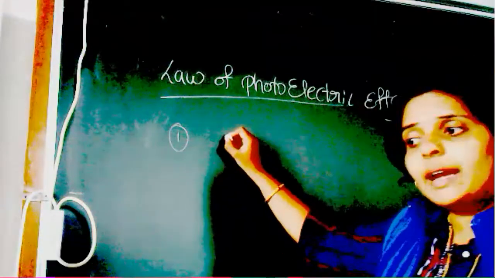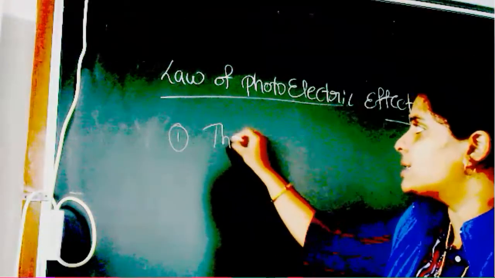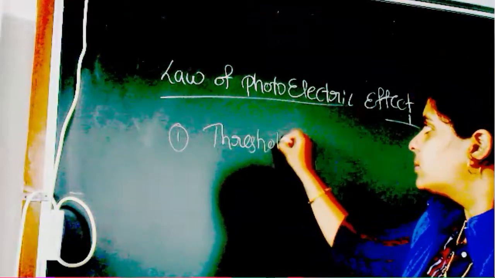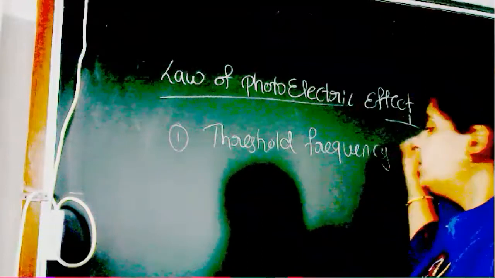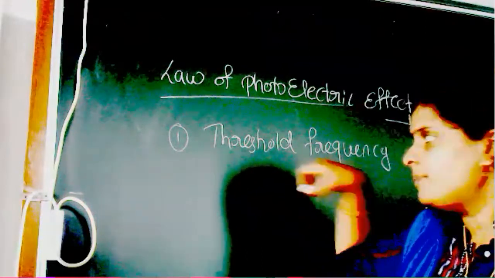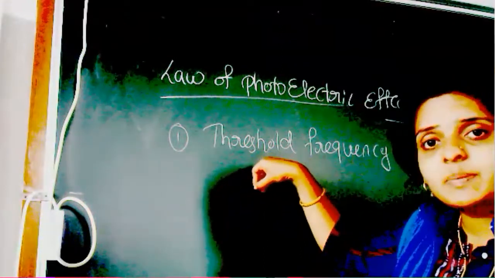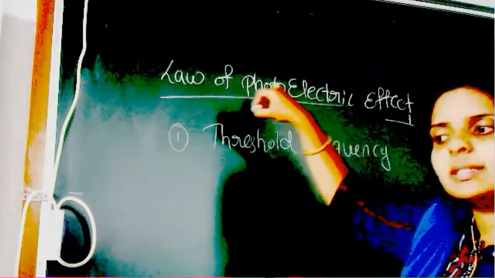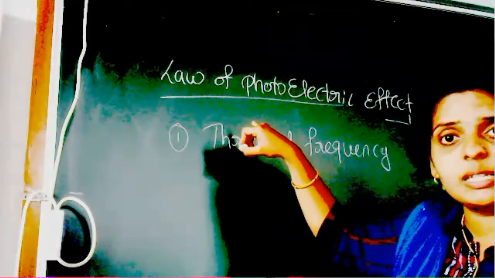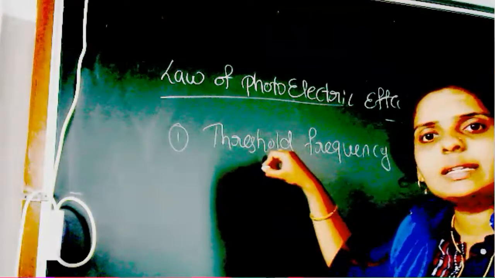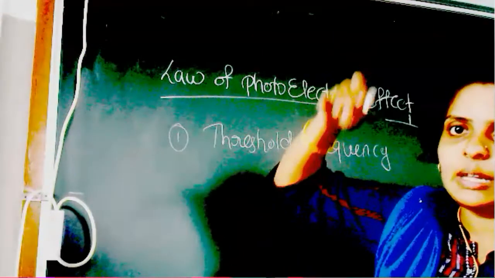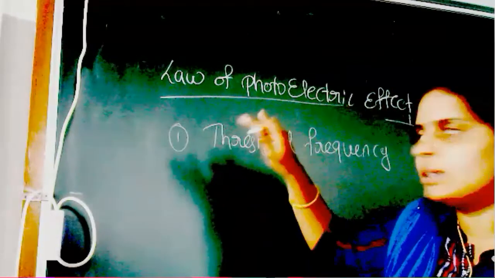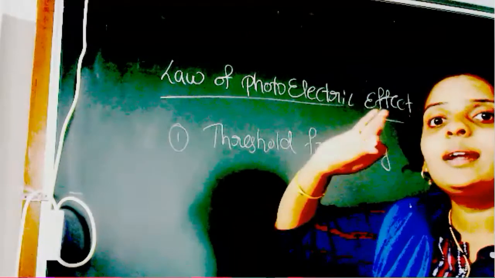See, the first factor is threshold frequency. It means the minimum frequency must be required for this phenomenon to occur. That is, photoelectric effect is possible only when it has some minimum frequency. Whatever light is incident on the metal should have some minimum frequency so that this phenomenon takes place.